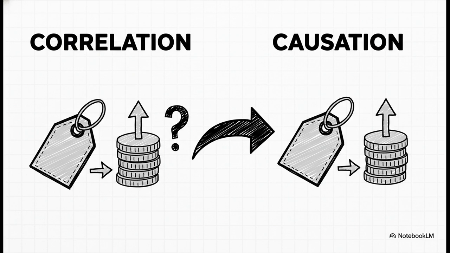See, correlation is easy. It's just noticing two things happen around the same time. Hey, we launched that ad campaign, and look, our profits went up. That's correlation. But causation is knowing, with mathematical certainty, that the ad campaign caused a specific measurable part of that profit increase. And that knowledge, my friends, is the foundation of any real strategy.